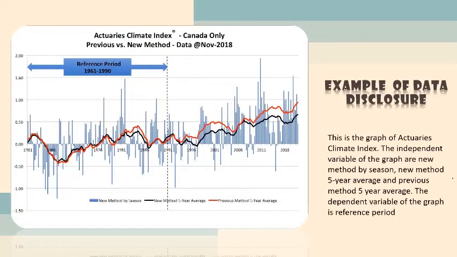Example of data disclosure. This is the graph of the Actuaries Climate Index. The independent variables of the graph are new method by season, new method 5-year average and previous method 5-year average. The dependent variable of the graph is the reference period.